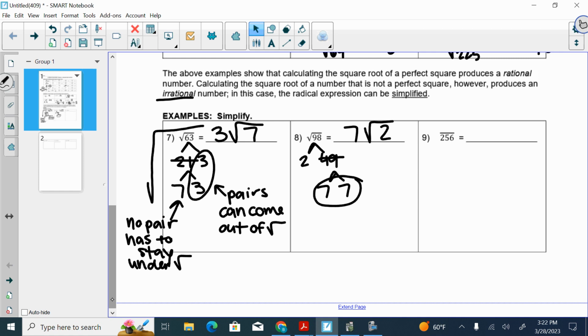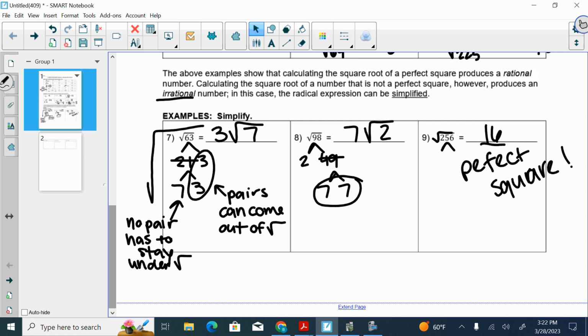All right. Okay. Got another one here. Square root of 256. Does that one have a perfect square root? What's that from our chart? So remember, this is what we call a perfect square. Because this is just a whole number. No square roots, no decimals. Okay?